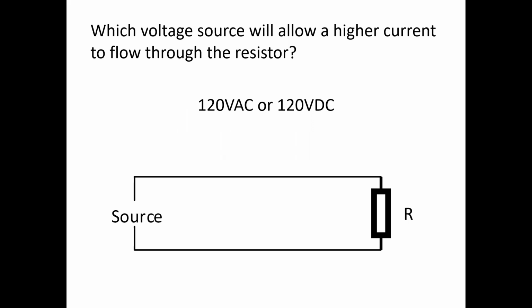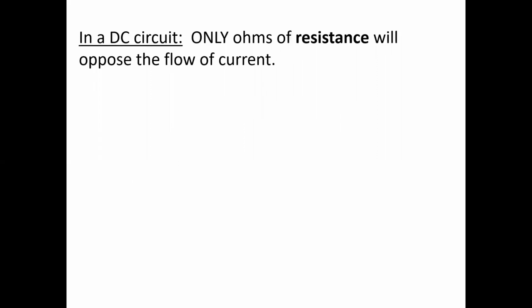So let's take a look at a really simple example. I've got a source there, a resistor, and a few wires that connect the two together. And my question would then be, which voltage source would allow the higher current to flow through the resistor? Would it be 120 volts AC or would it be 120 volts DC? The answer is a little bit odd. The higher current value will actually be the DC circuit.